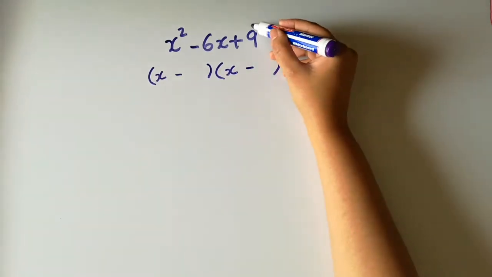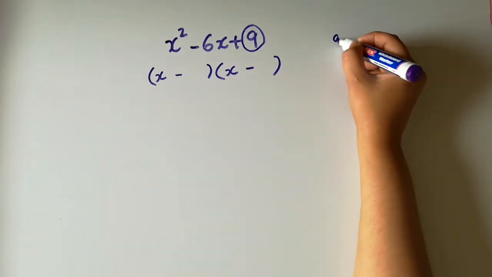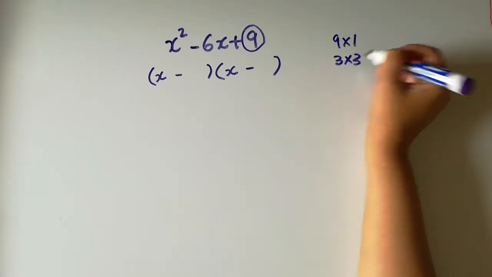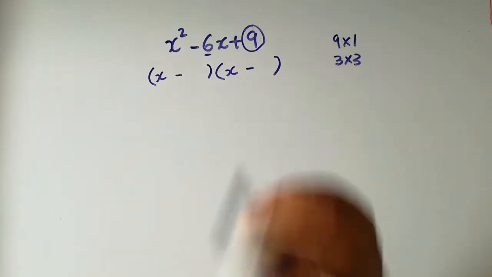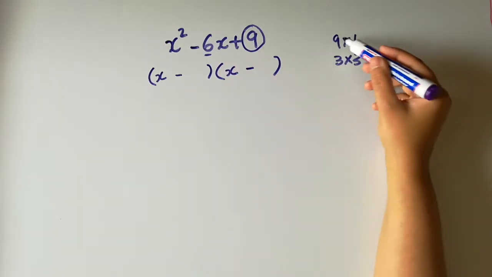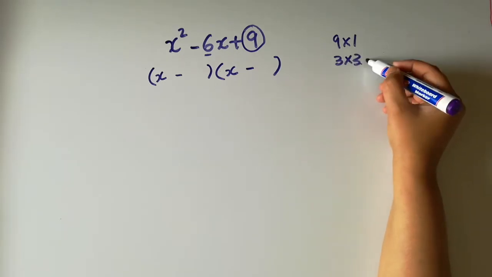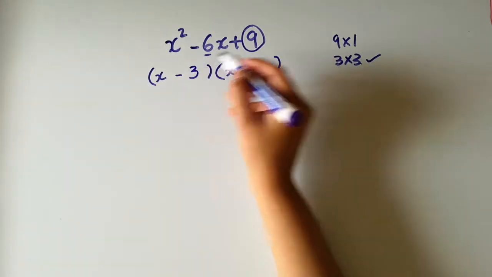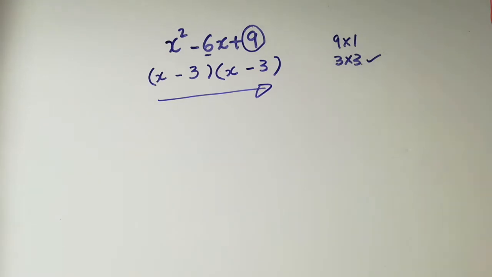Now we're going to look at the factors of the last term, which is 9. Now 9 is equal to 9 times 1 and 3 times 3. And we're going to look at these two. Which one, when we add them, will get the middle term, which is 6. Now 9 plus 1 is 10, but 3 plus 3 is 6. So that is the one that we are going to use. So I'm going to have a 3 there and a 3 there. And that is your answer.